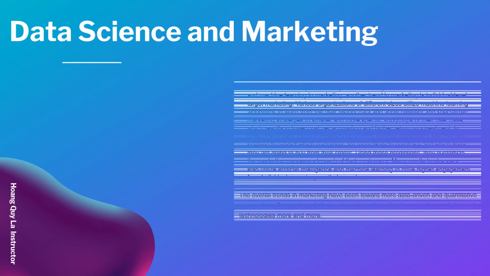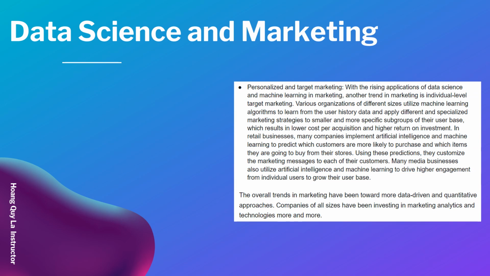The third one is personalized and target marketing. With the rising applications of data science and machine learning in marketing, another trend is individual-level target marketing. Various organizations of different sizes utilize machine learning algorithms to learn from user history data and apply different and specialized marketing strategies to smaller and more specific subgroups of their user base, which results in lower cost per acquisition and higher return on investment.